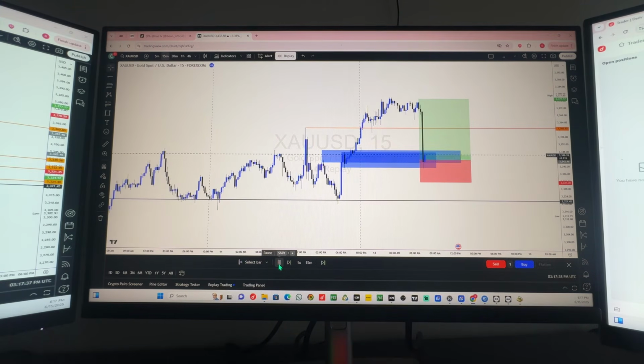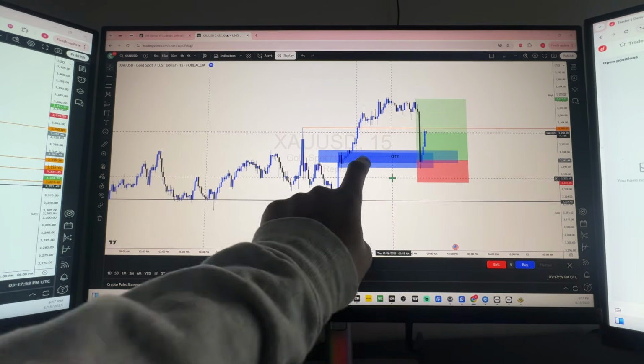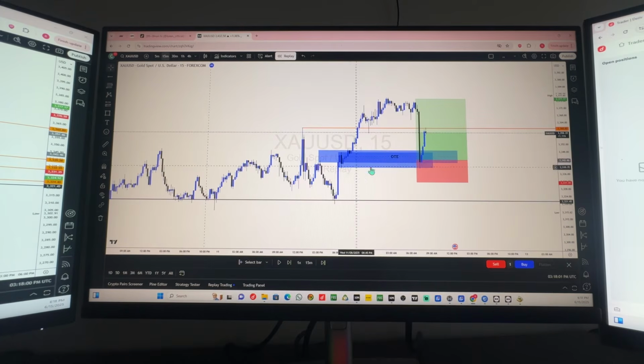You see? You can see, once the market tapped in the OTE, this is what we call the OTE. Or what many people call use the Fibonacci retracement tool. You can see this is the OTE. You see it tapped on it. Then there's an order block here, and you can see the TP will definitely be hit.